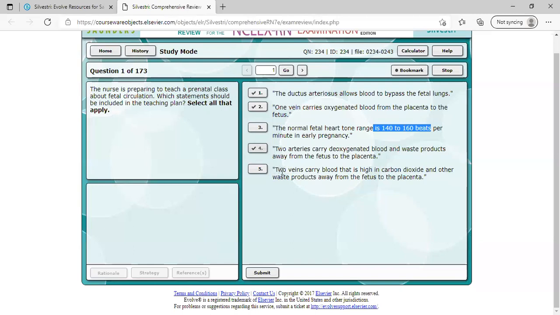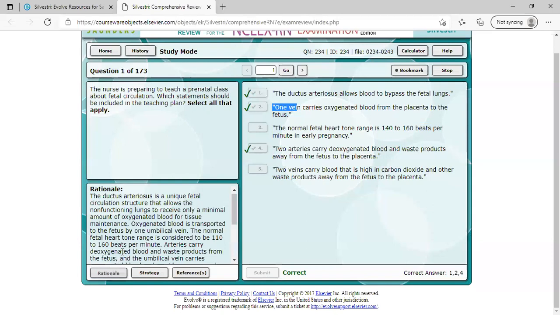And the last one, they said two veins. No, one vein, two arteries. So two veins, definitely it is not correct. I do not need to read the rest of the part, because two veins is not correct. Always one vein and two arteries in fetal circulation. So our answer is 1, 2, and 4. Can submit it. So why is this the answer?